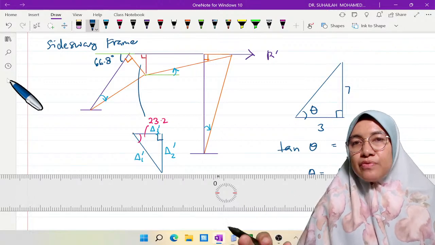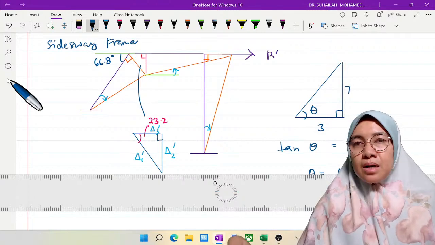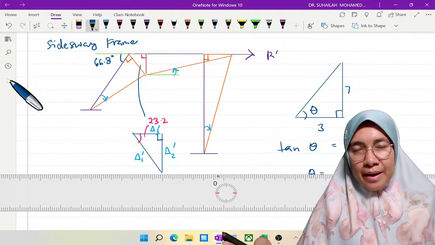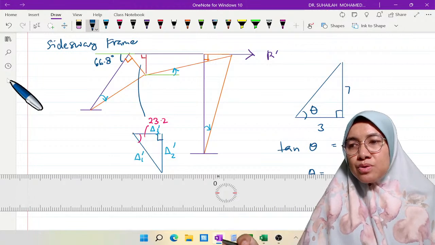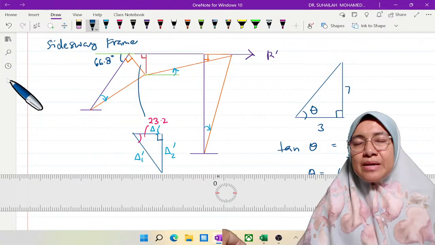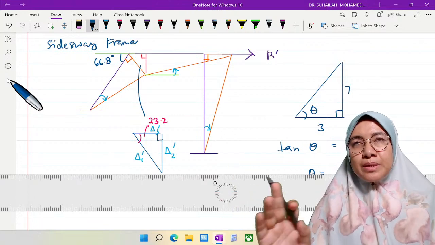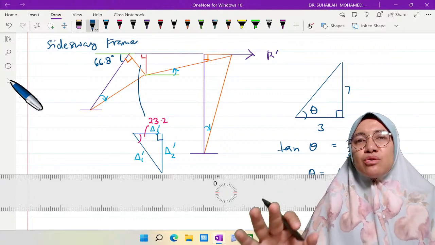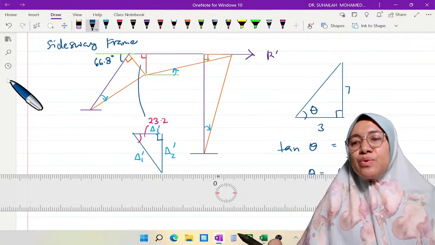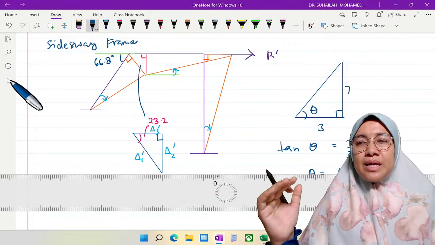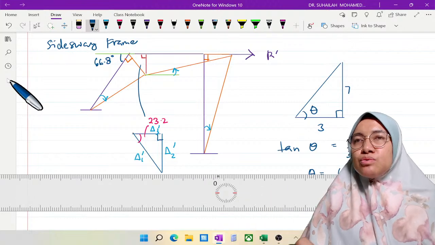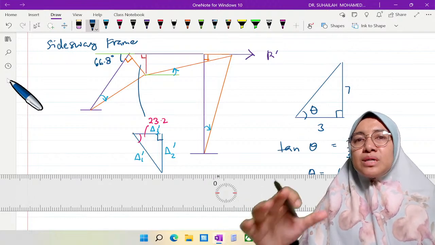So this frame is subjected only to R prime. There is only R prime in the diagram. This R prime is in the right direction. So the frame will move to the right, because based on the original diagram, we know that the frame tends to sway to the right. That is why in the Sidesway frame we have to analyze a frame which is proportional to the diagram, to another diagram.